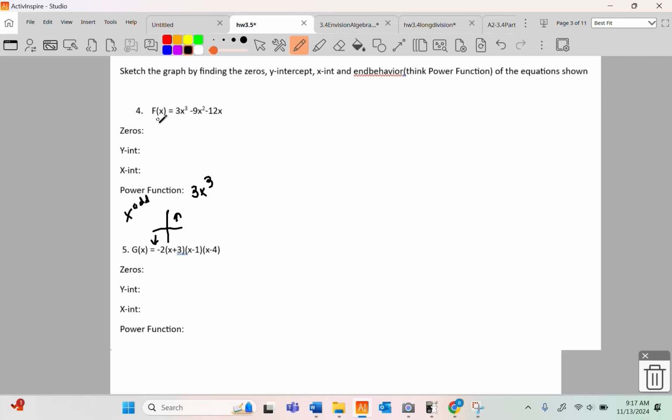Your zeros you can find by factoring. 0 equals x times (3x squared minus 9x minus 12). I probably should have pulled 3 out of that. Let me go back and do that. 0 equals 3x times (x squared minus 3x minus 4). That'll factor some more. Factors of 4 are 1 and 4. I know that negative 4 plus 1 is negative 3, so there's my complete factorization.